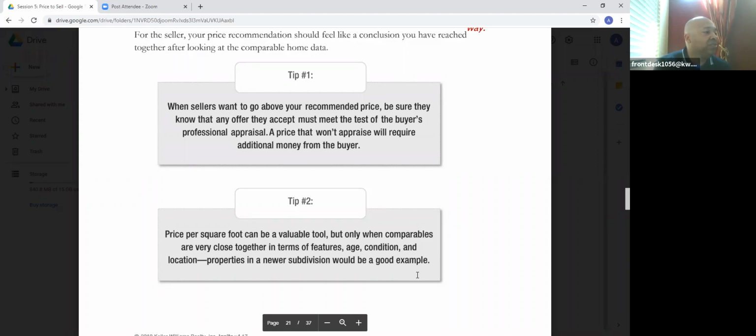And then tip two: price per square foot can be a valuable tool, but only when comparables are very close together in terms of features, age, condition, and location. Properties in a newer subdivision would be a good example because most of them are the same. I live in a subdivision, but they have three different builders, so they're kind of different, but kind of the same as well.